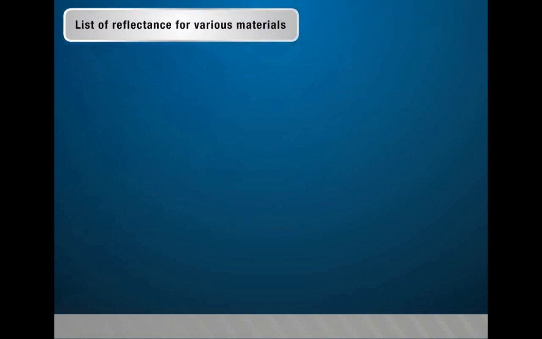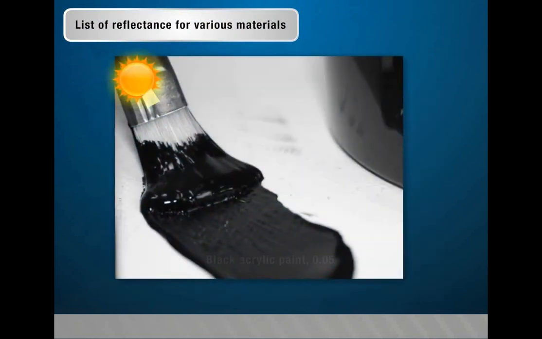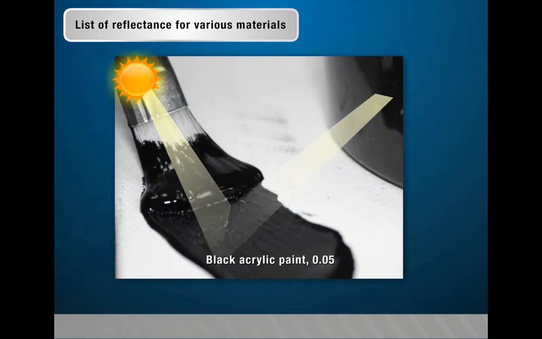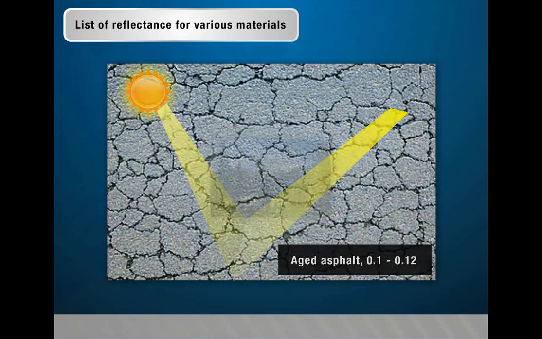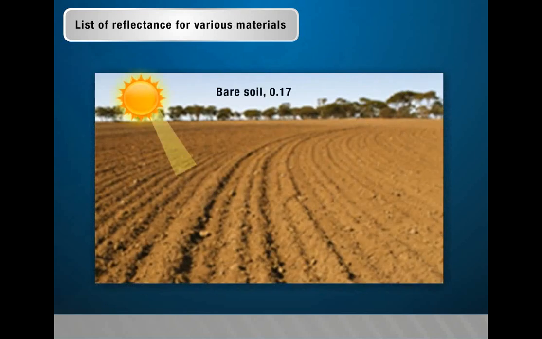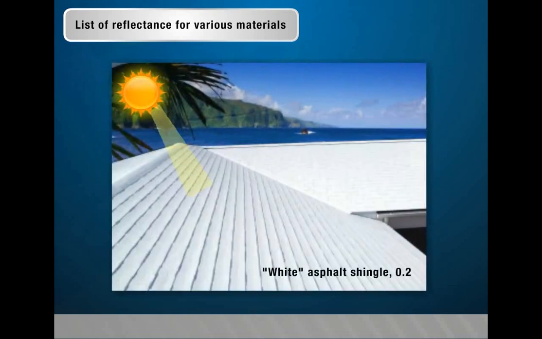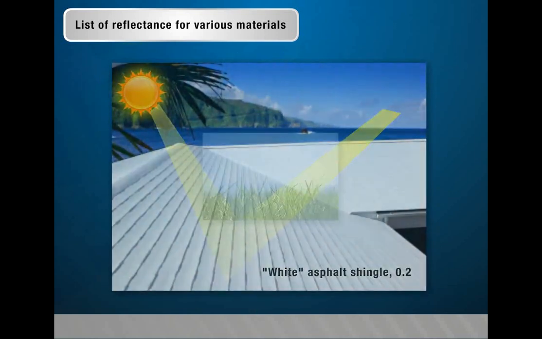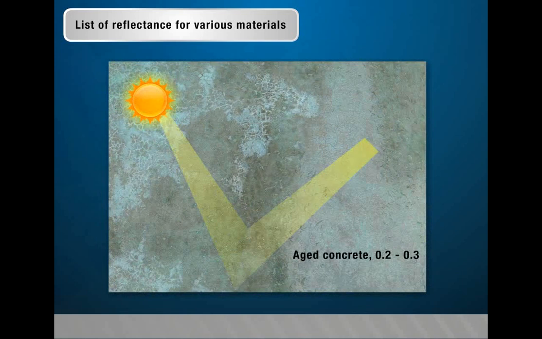List of reflectance for various materials. New asphalt 0.04 to 0.05. Black acrylic paint 0.05. Aged asphalt 0.1 to 0.12. Conifer forest 0.08 to 0.15. Bare soil 0.17. Deciduous trees 0.15 to 0.18. White asphalt shingle 0.2. Green grass 0.25. Aged concrete 0.2 to 0.3.